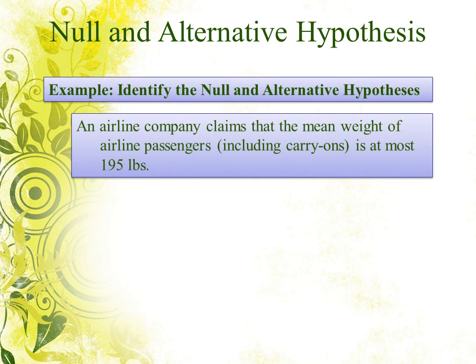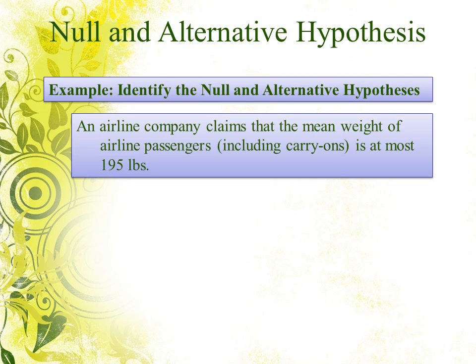Let's take a look at an example where we identify the null and alternative hypothesis. An airline company claims that the mean weight of airline passengers is at most 195 pounds. First of all, let's identify the claim and write it in mathematical symbols. The clue is at most 195 pounds. At most means that it can't go over 195 pounds, but it could be equal to 195 pounds. And keep in mind, in this case, we're talking about a mean as opposed to a proportion.